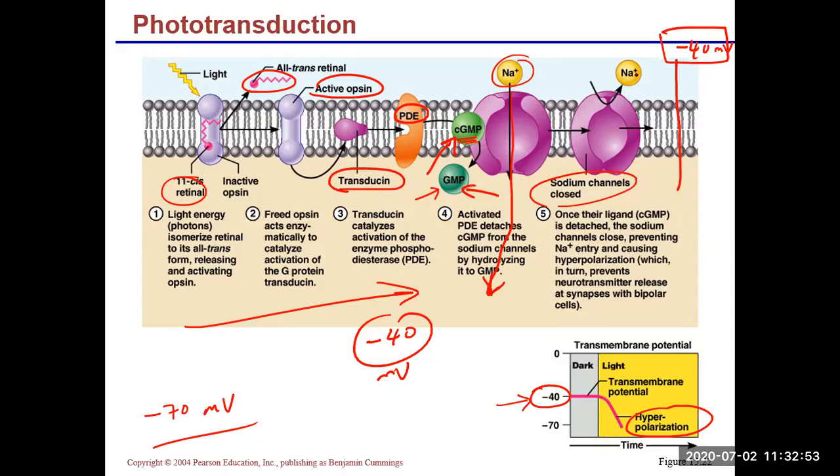Sodium is positive. So in this case, they're going to become more negative. More negative means it has to be more than negative 40. In this case, it looks like it's going beyond even negative 70. This is due to the fact that the sodium no longer is coming in. So look, the action potential was a voltage difference. In our traditional action potential, we went from negative 70 to positive 35, and there was a voltage difference which translated to a signal. Same thing in here, except that this is a hyperpolarization. It still is a voltage difference that can translate to a signal.